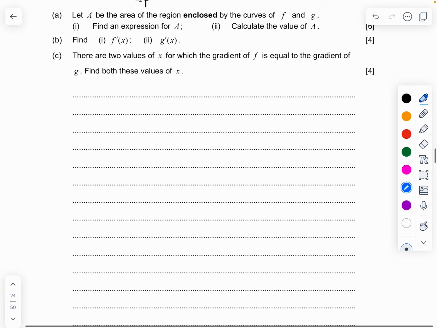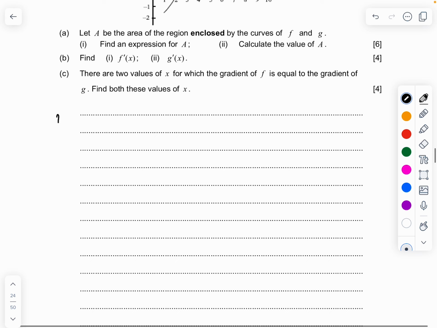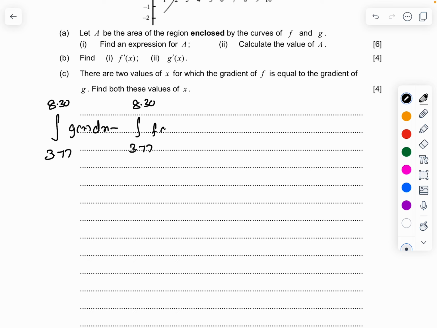Now the area will always be nothing but the integral of upper curve minus lower curve. So the integral from 3.77 to 8.30 of g(x) dx minus the integral from 3.77 to 8.30 of f(x) dx. So upper curve minus lower curve. When you find this as an expression, write the expression over there.